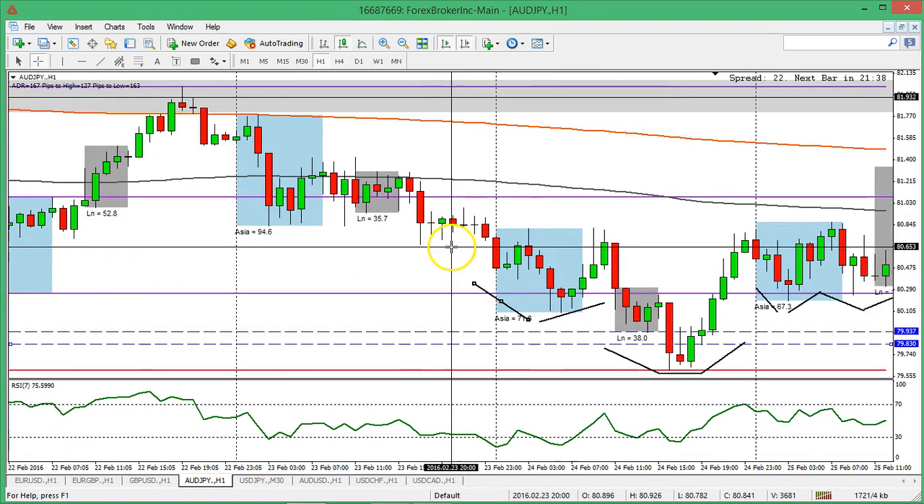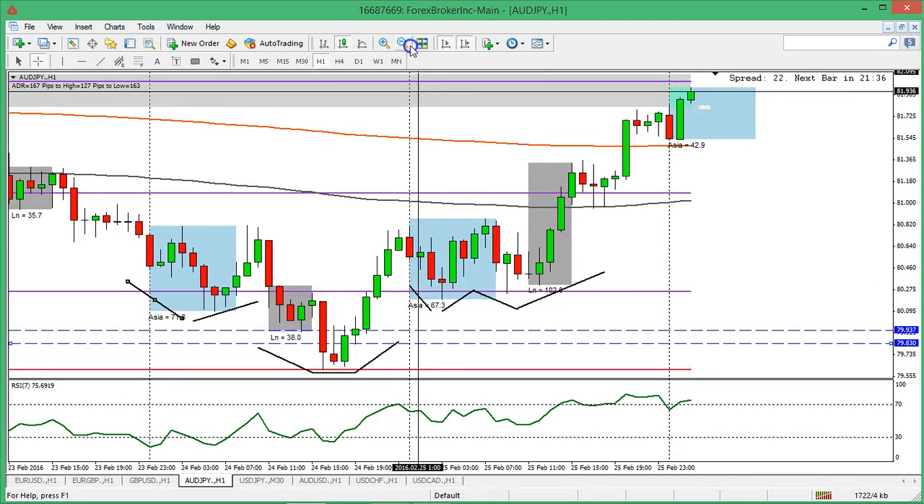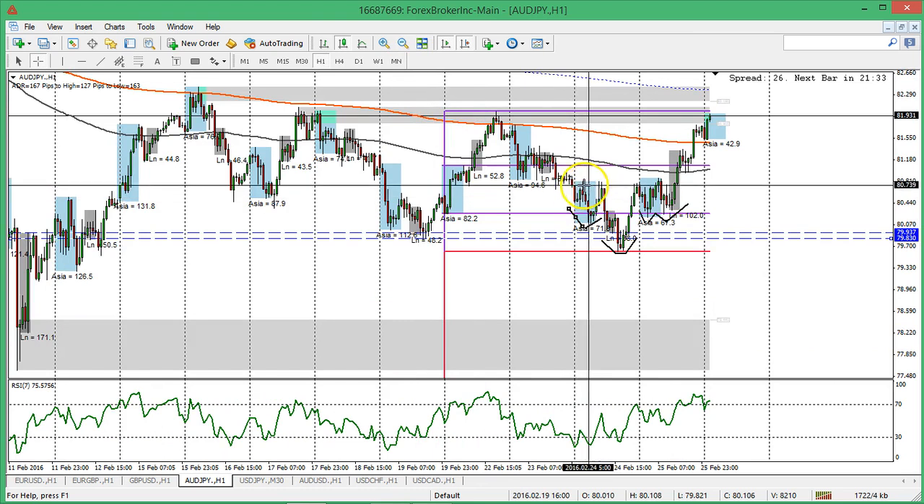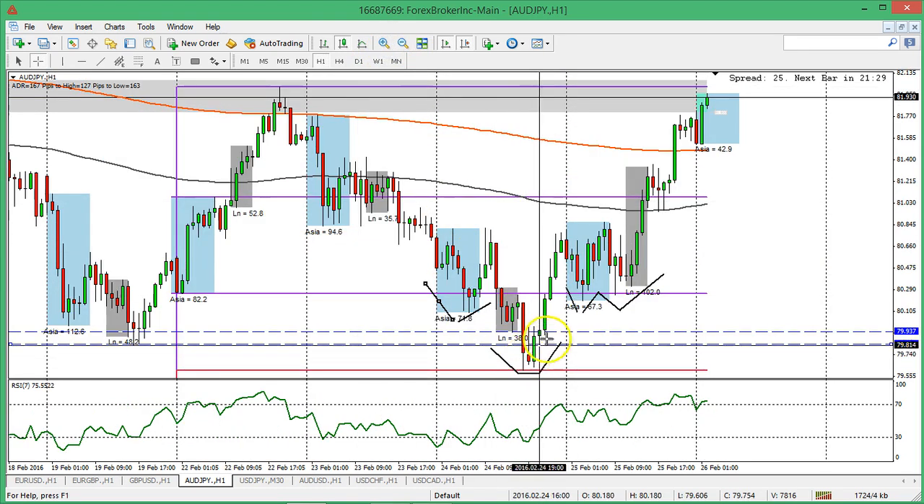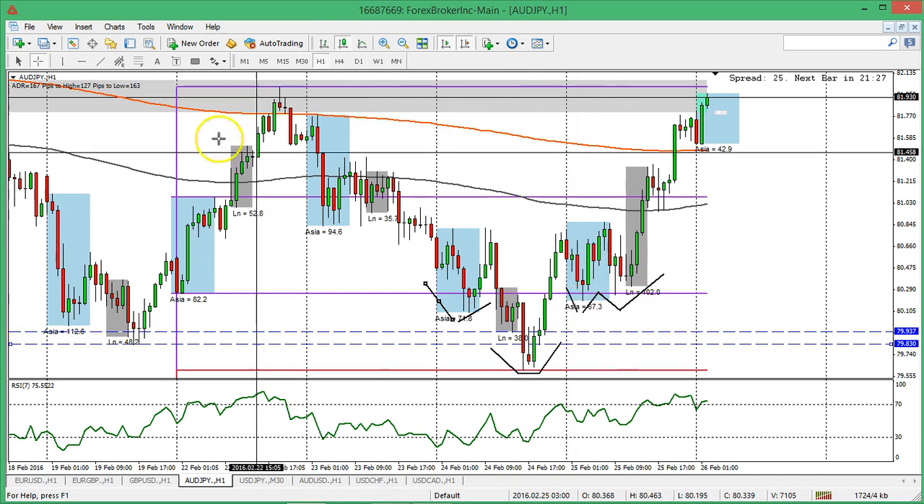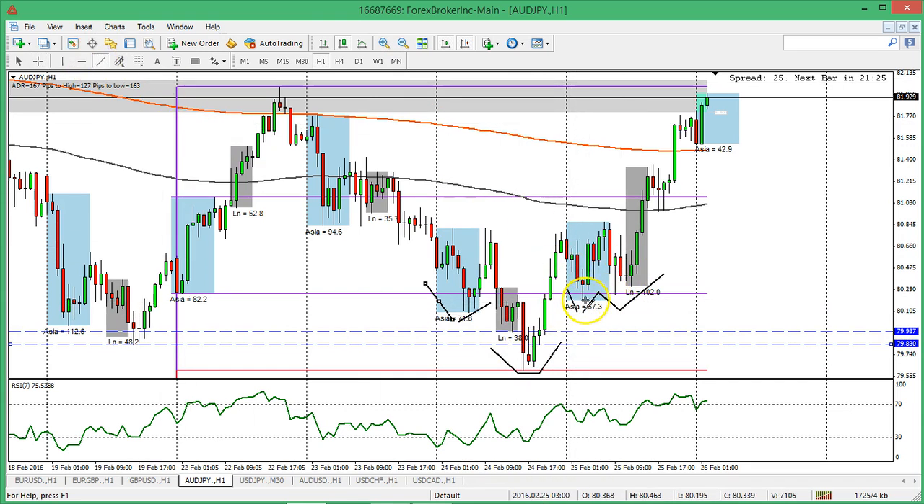1-hour chart, semi head and shoulders, right? Kind of ugly, but it's there. We got a double bottom. See any divergence? This double bottom was going down, this was rising.